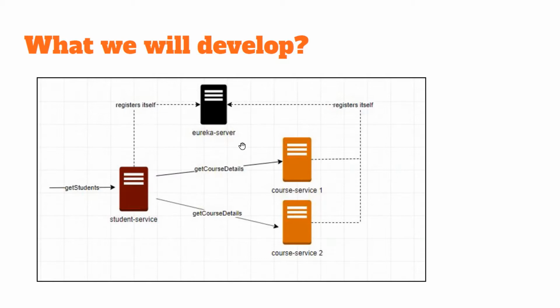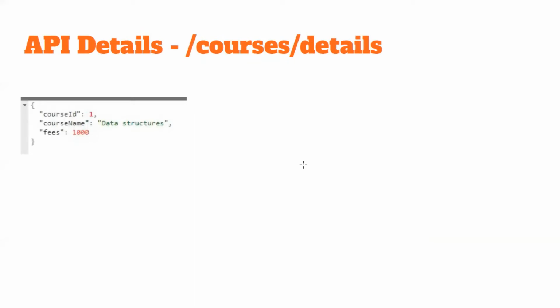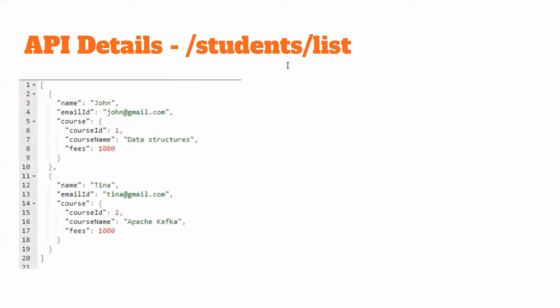And whenever the get students API is requested, student service is going to make a call to course service and get the course information, and it will embed the course information in the student object, and return it to the caller. So this is how the API details will look. The course service will return course ID, course name, and fees, and the student service will return a list of students having name and email ID, and you can see that this information is coming from course service.